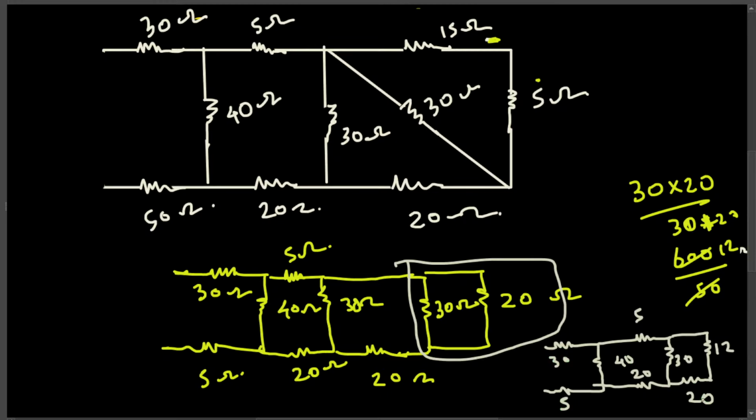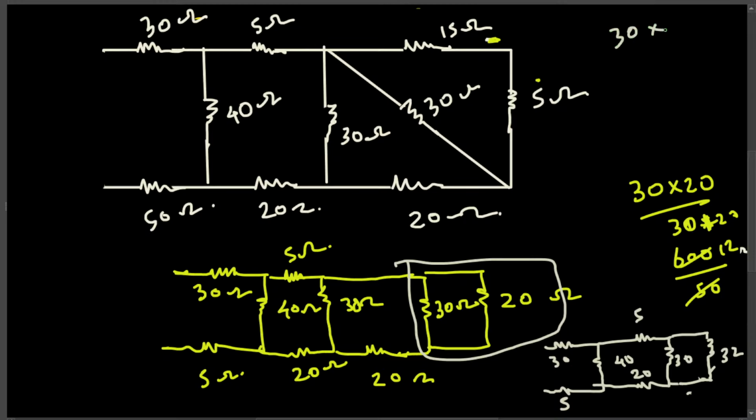So here we have 20 and 12. These are in series, so we can add them together. That's gonna be 32. Instead of redrawing again and again, I'm just gonna modify this circuit. Okay, 20 plus 12 is gonna be 32 right here. So I erase this one and put a 32 right here. Okay, it comes from 20 plus 12. Now we have this 32 and 30 in parallel, so we can do the product over sum.